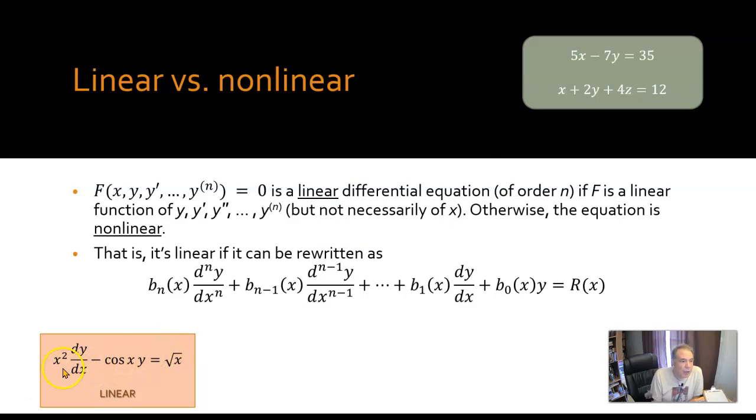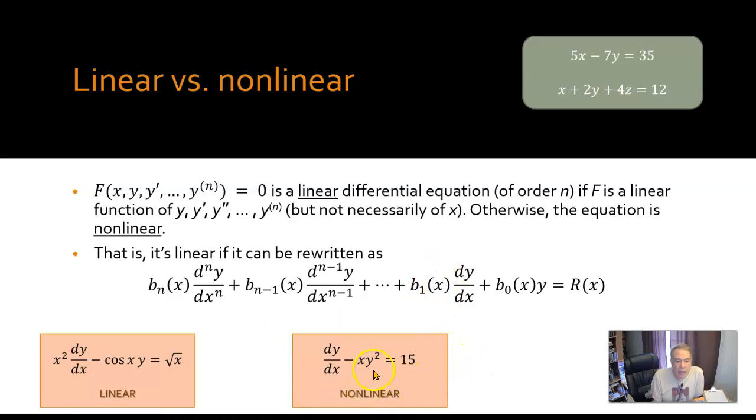So for example, x squared dy dx minus cosine x times y equals the square root of x is a linear differential equation. It's got a term involving dy dx, the first derivative. It's got a term involving y, the 0th derivative, and it's got a term that doesn't involve y itself. And then the coefficients on those terms involve x. They can be things like x squared or the negative cosine of x or the square root of x. They just can't involve y or any of its derivatives.